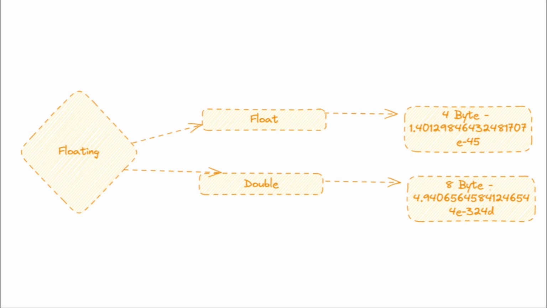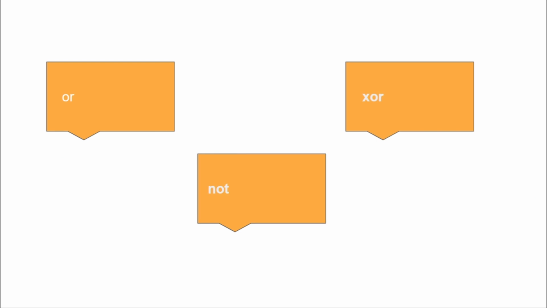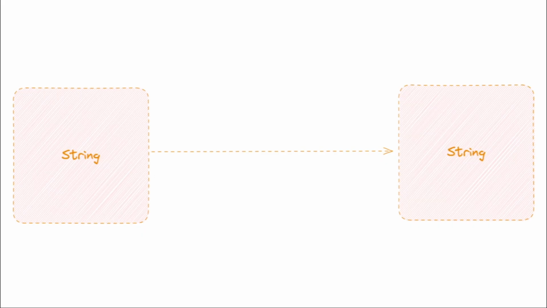Next data type, we have Boolean. These are super simple, just 1 byte storing either true or false. Some basic operations that can be performed on Boolean are XOR, AND, NOT. So these are methods defined in the Boolean class, and all we have to do is just call them.